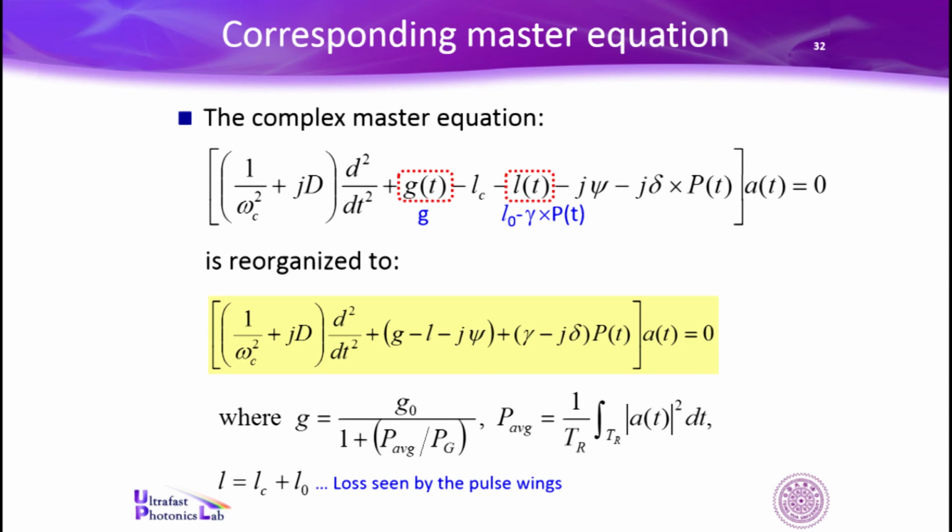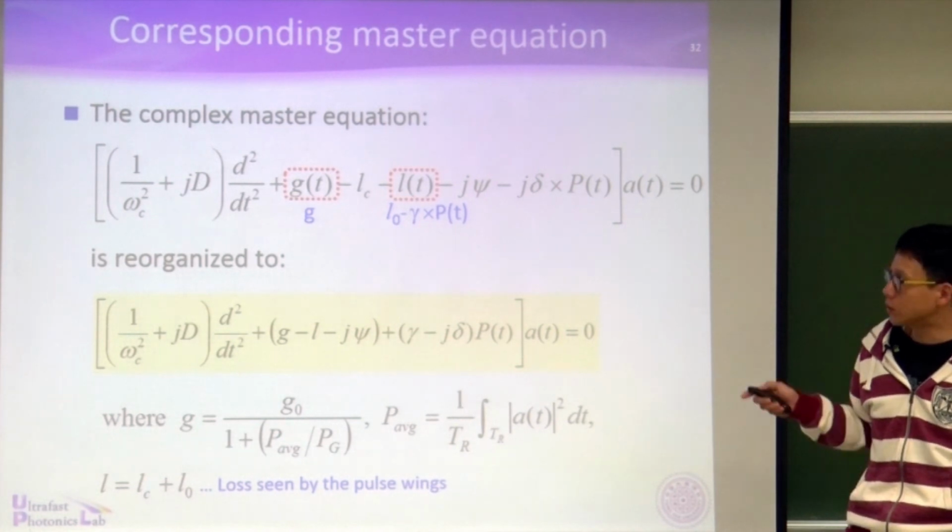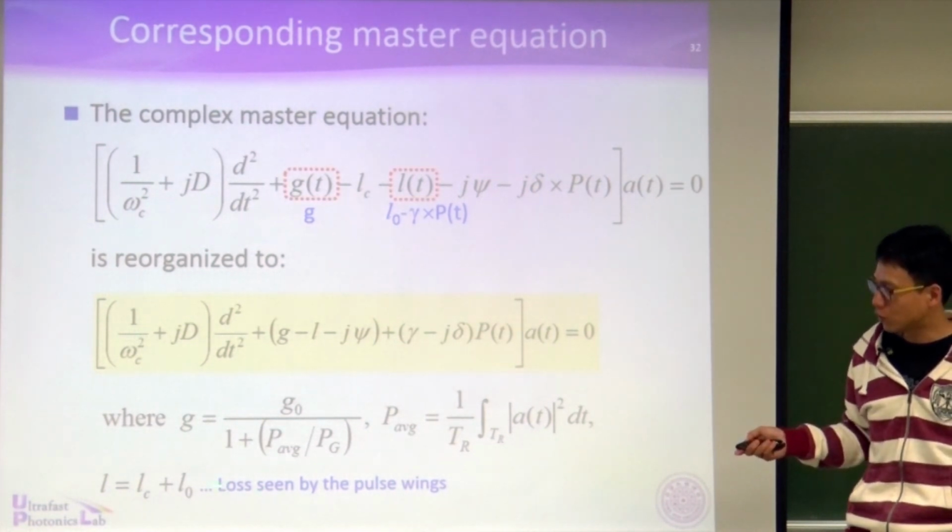And be careful, G is not an independent constant. The formula is here, related to average power, and the average power is related to integration of your absolute square of A of t. So actually, G depends on the unknown function A of t. L constant is a given constant. It's equal to LC plus L0, or the loss seen by the pulse wings. Because at pulse wings, virtually no laser power, so your total loss is simply a constant loss coefficient, LC plus L0. If you substitute P of t equals 0, this term disappears. So you have a total loss like this.